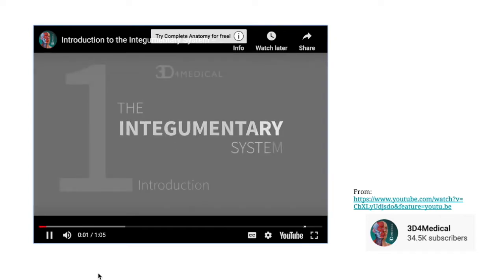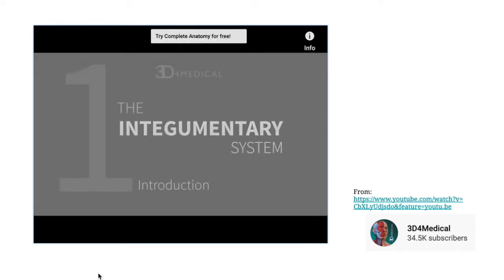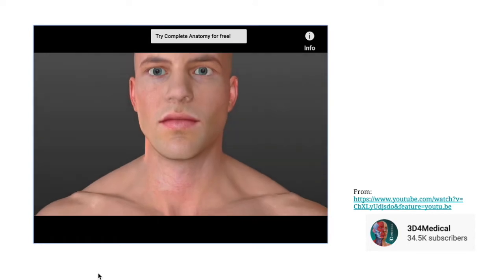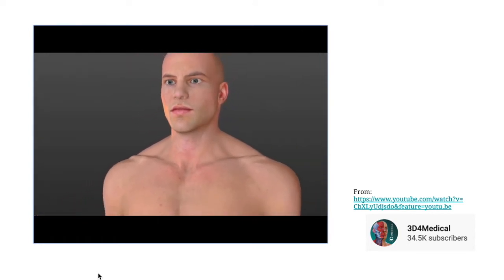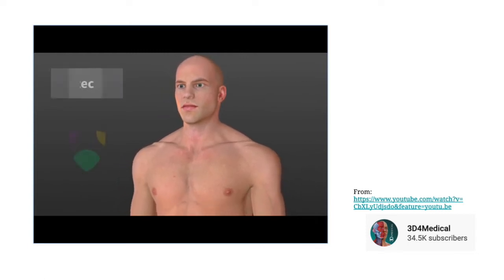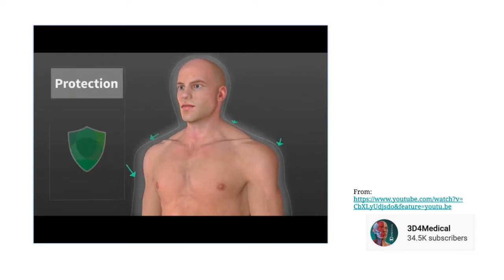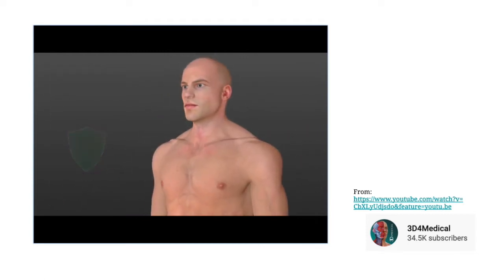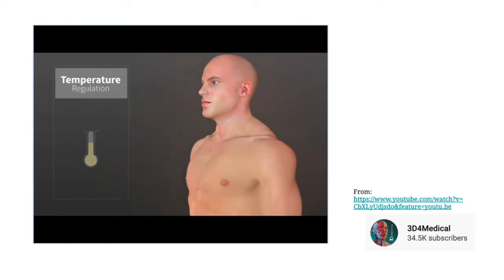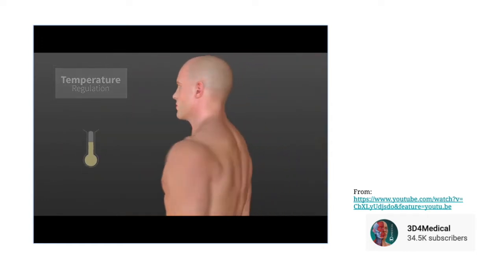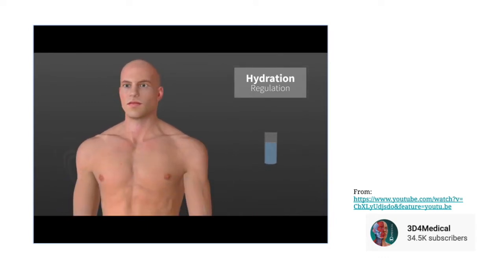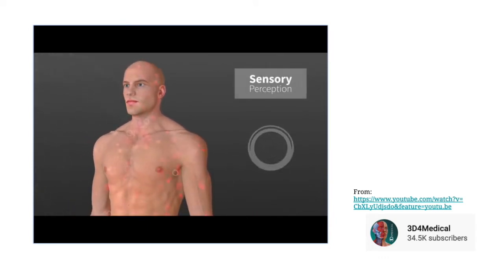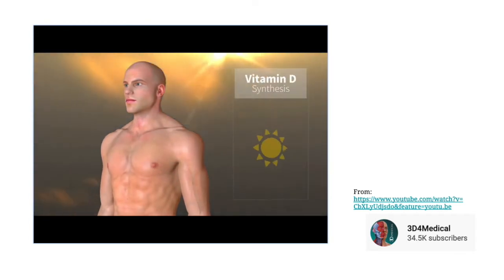The integumentary system, also known as the dermal system, is the largest system in the human body. It consists of structures that form the body's outer covering, and its functions include protection against the external environment, regulation of body temperature, regulation of hydration levels, sensory perception of touch, temperature, and pain, and synthesis of vitamin D.